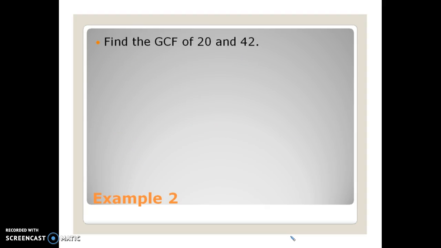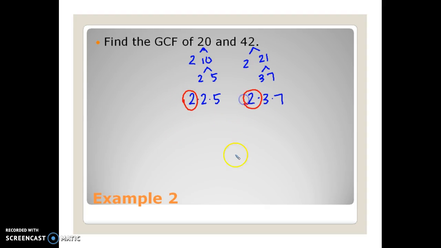Finding the GCF. The GCF is the greatest common factor. So it's the biggest number that goes into both of these numbers. One way of doing this is by making your factor trees for each. So if I do one for 20, I have 2 and 10, 2 and 5. So that means 20 is 2 times 2 times 5. For 42, we've got 2 and 21, and then 3 and 7. So 42 becomes 2 times 3 times 7. Then you look for what they have in common. The only thing they have in common is 1, 2. So that means that my GCF is just 2. 2 is the biggest number that goes into both 20 and 42.